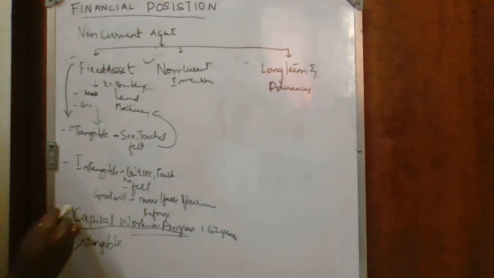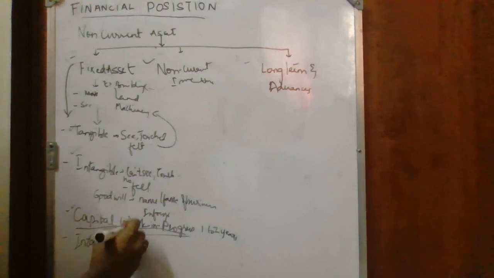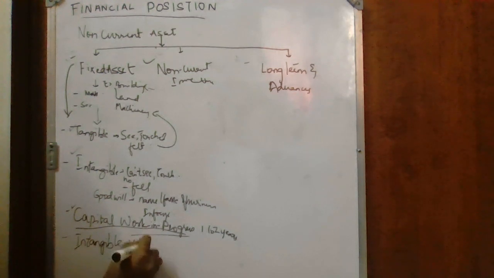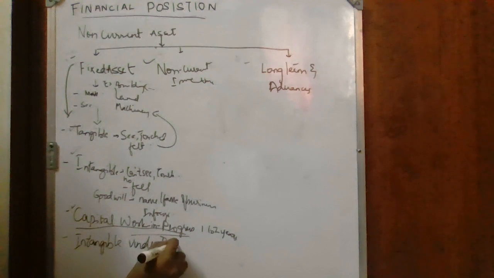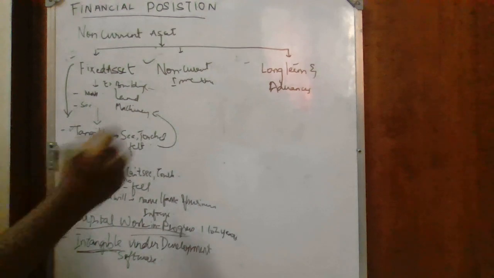Next is intangible assets under development. For tangible, it is capital work in progress. For intangible, which is still in process, it is intangible assets under development. Suppose a business is involved in creating a software which will take a certain period of time. That will be an intangible asset under development, for example building of software. All these are fixed assets.